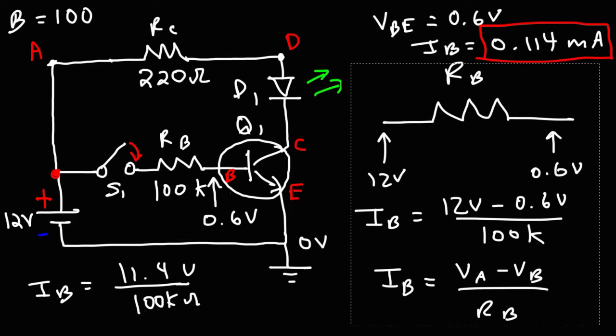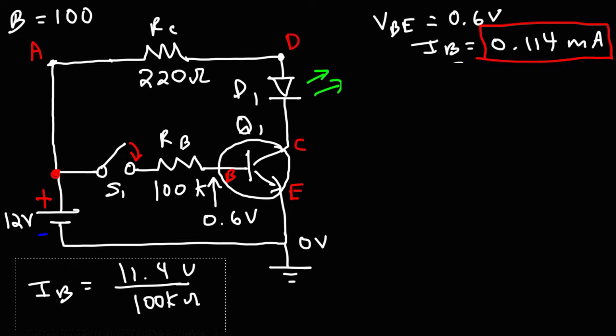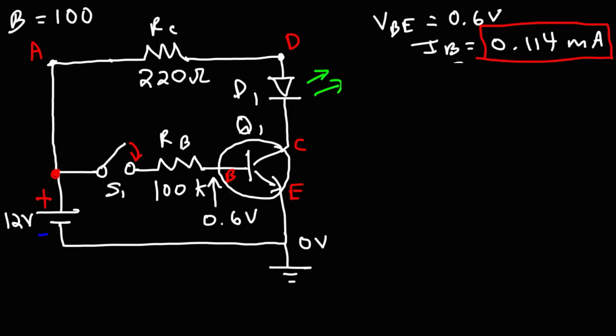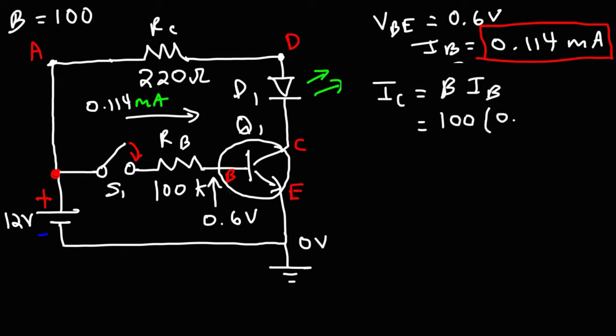So now that we have the value of IB, 0.114 milliamps, we can calculate the value of IC. IC is going to be beta times IB, and beta is 100, IB is 0.114 milliamps. So multiplying it by 100, we need to move the decimal 2 units to the right. So we get a current of 11.4 milliamps for IC. That is the current that is flowing through RC. It's 11.4 milliamps.